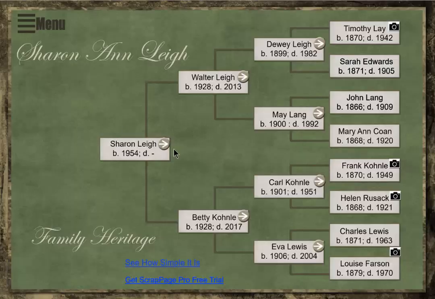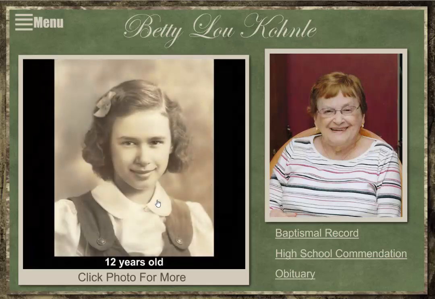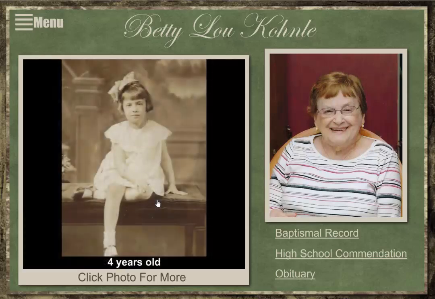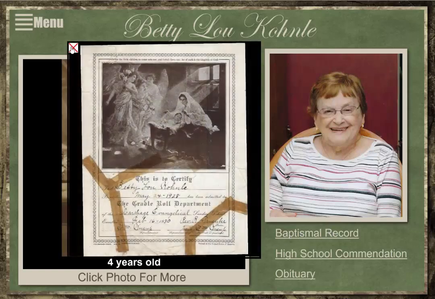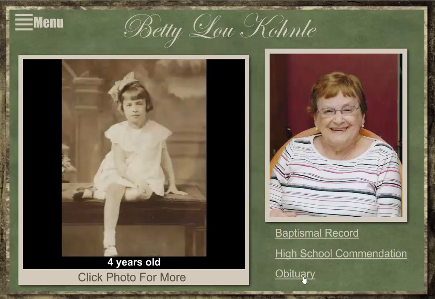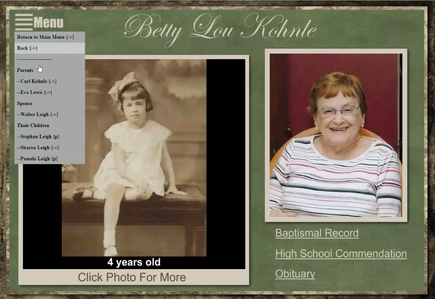And from the main menu, I can branch out on Sharon's other tree here, which would be to her mother, to Betty. So here we can click on photos of Betty, and we'll see that she is, as she grows up here, going through her high school years. And over here, there's a picture of her in older age, and we have found some certificates, like her baptismal certificate. We found a little commendation she got when she was in school, and there's her obit. All right. Again, pop down the menu and move around as we wish.